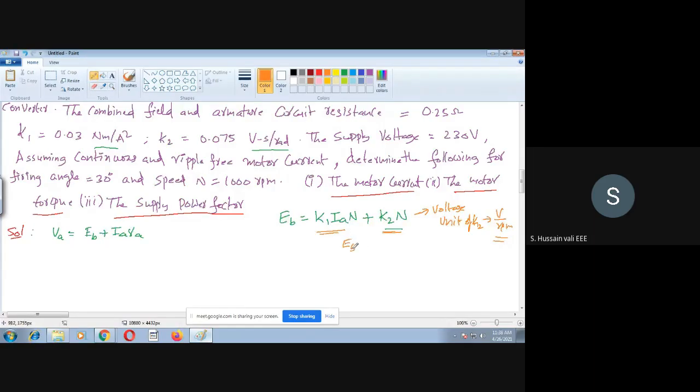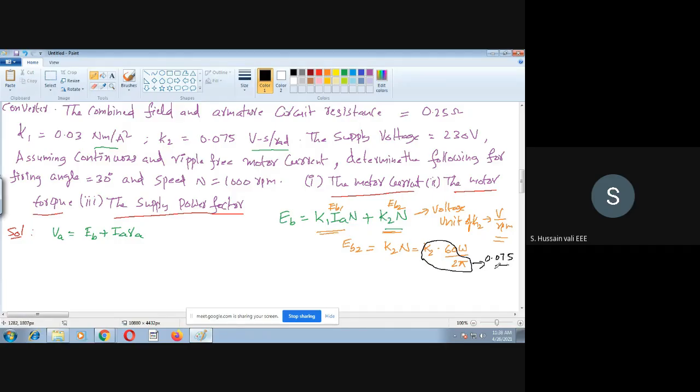EB2, which we already discussed, is equal to some constant K2 into N. I can write N as 2 pi N by 60, so this becomes K2 into 60 by 2 pi, multiplied by omega. Now in the question he has given this whole thing, because it is now omega, so voltage by omega, volt per radian per second. This K2 into 60 by 2 pi he has given in the problem as 0.075.